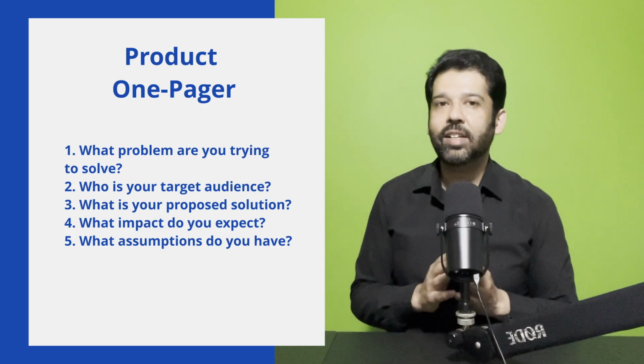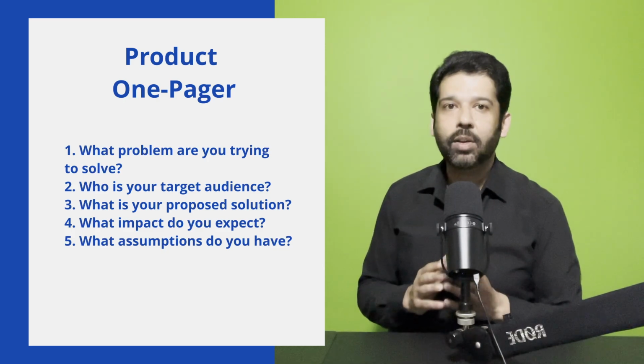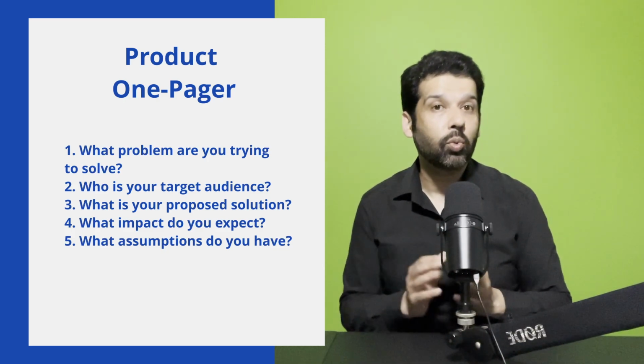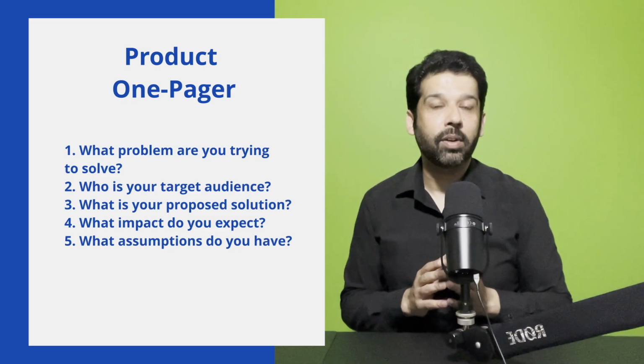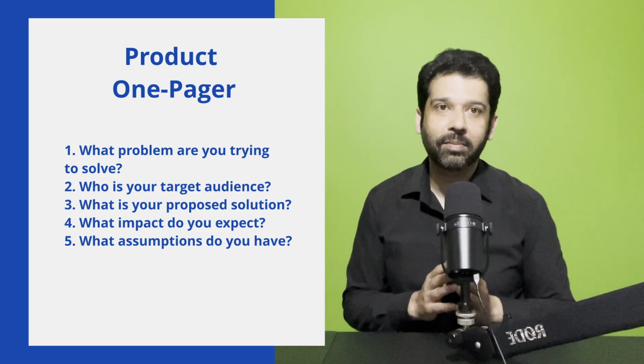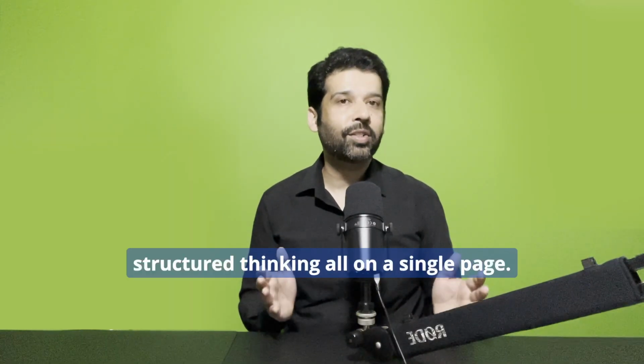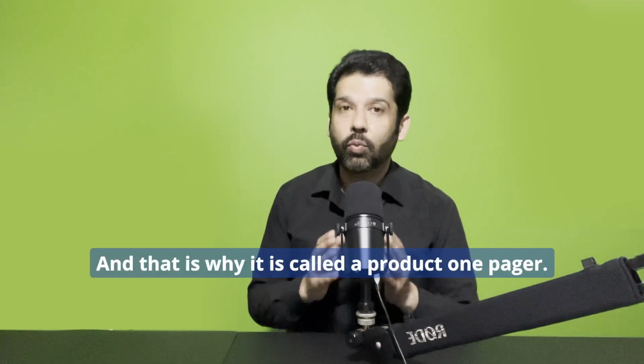And last but not the least, what assumptions do you have? Meaning what needs to be true for this to work? What are you guessing or betting on that might need to be tested? That is it. Clear and structured thinking all on a single page. And that is why it is called a Product One Pager.